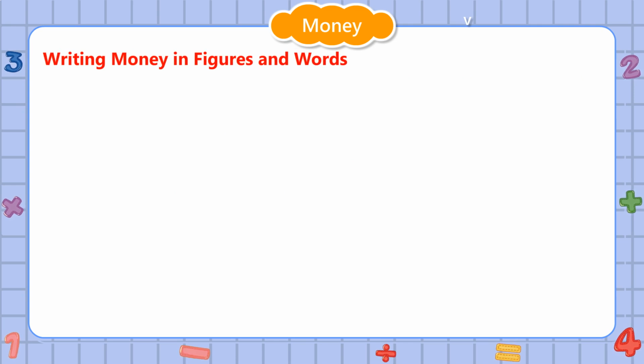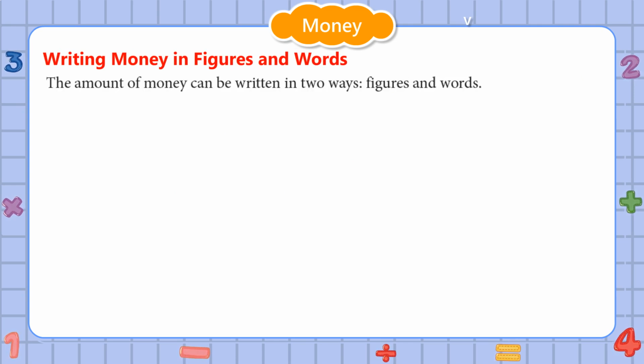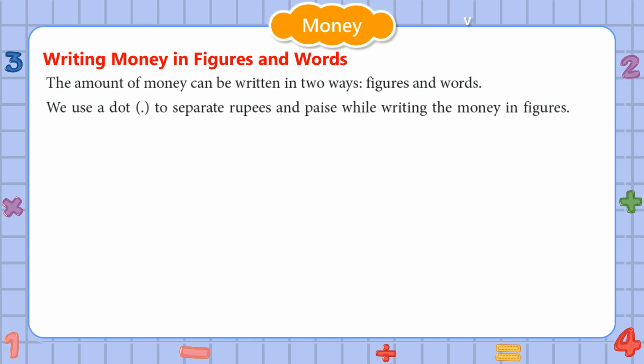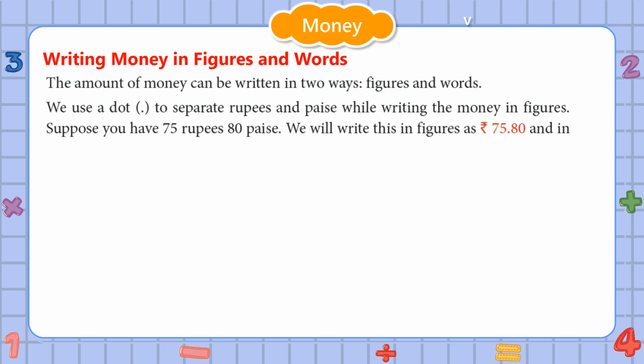Writing money in figures and words. The amount of money can be written in two ways, figures and words. We use a dot to separate rupees and paise while writing the money in figures. Suppose you have 75 rupees 80 paise. We will write this in figures as ₹75.80 and in words as 75 rupees and 80 paise.